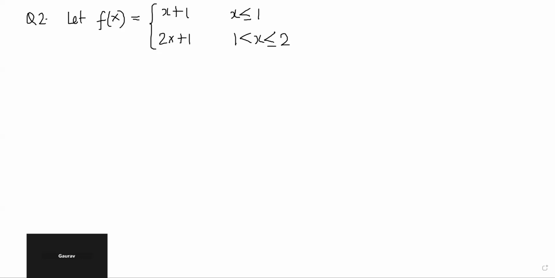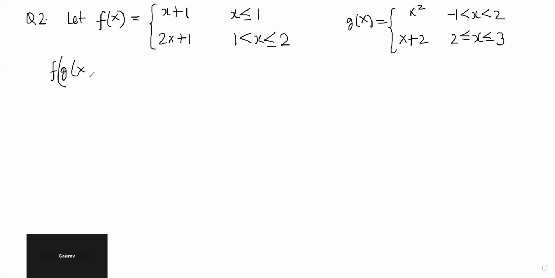And g of x is also defined in a different way. So g of x is equal to x square in this range, and x plus 2 is in the range 2 to 3. Now you have to find f of g of x. Find f of g of x, do the cases and figure out what it should be.